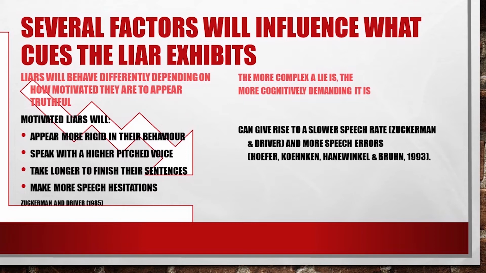Their bodies also showed different levels of movements, with motivated liars remaining more still. Another factor influencing the way a liar behaves is the complexity of a lie. The more complex a lie is, the more cognitively demanding it is, which can give rise to a slower speech rate and more speech errors.